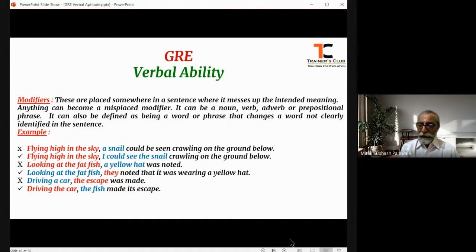It can also be defined as a word or a phrase that changes a word not clearly identified in the sentence, that is, a word which cannot be clearly identified.